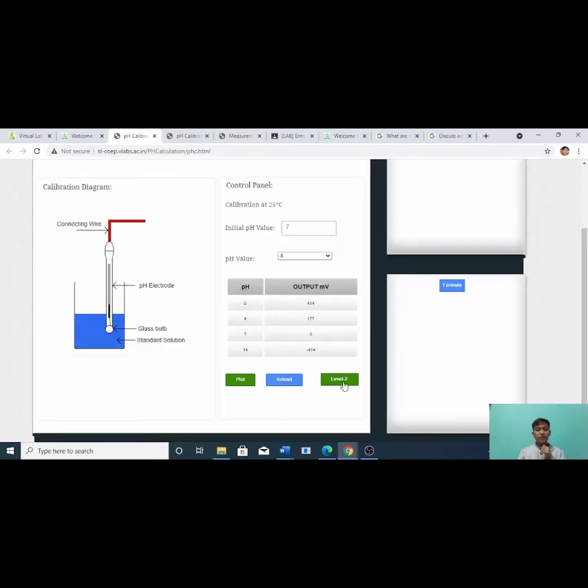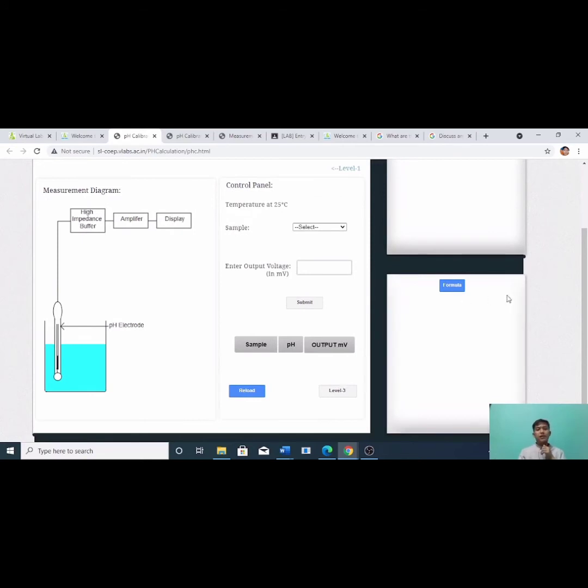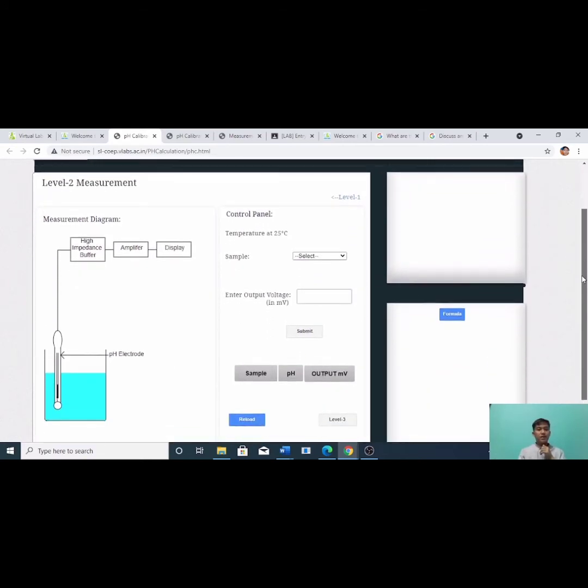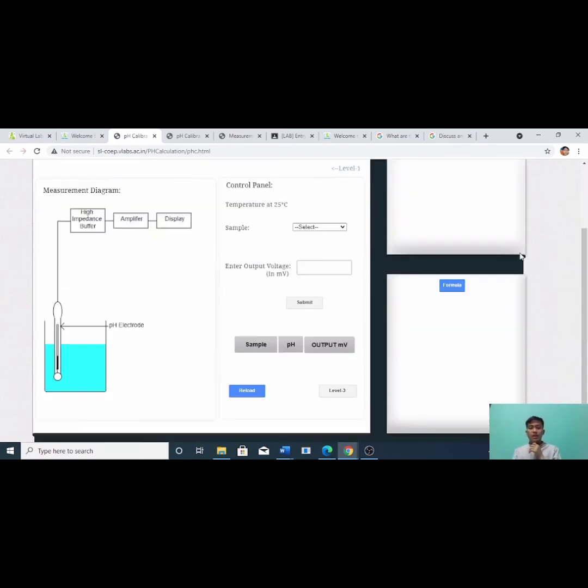Now next, level 2. For level 2 of our pH calibration, level 2 is the measurement. If we select the sample, we have these choices here: lemon juice, fruit vinegar, orange juice, boric acid, coffee, milk, distilled water, seawater, baking soda, ammonia, bleach. These samples are your options, and you have to select one of them. So let's say lemon juice. We select lemon juice, and automatically it will give us a pH value of 2.2.